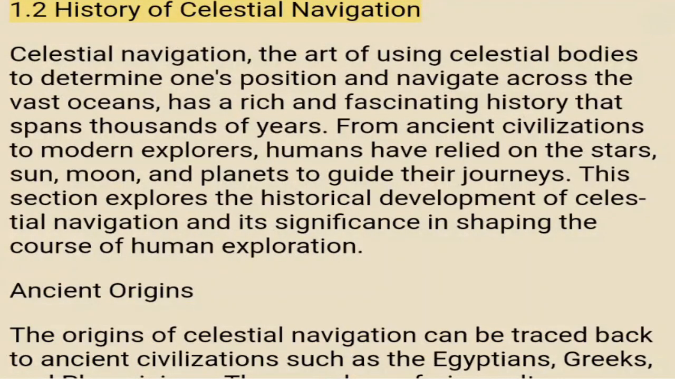1.2 History of celestial navigation. Celestial navigation, the art of using celestial bodies to determine one's position and navigate across the vast oceans, has a rich and fascinating history that spans thousands of years.